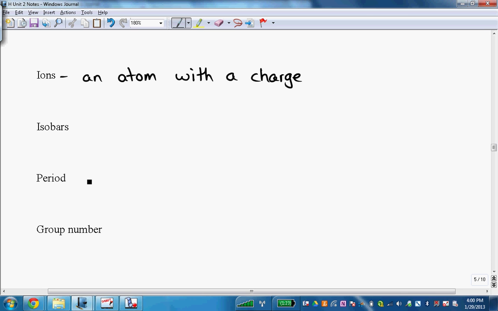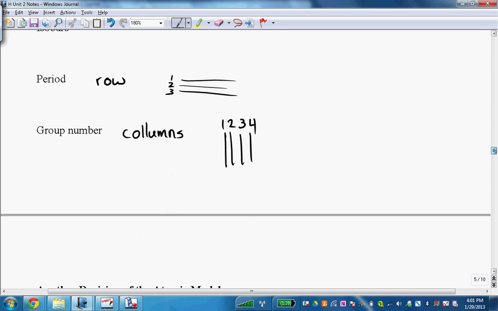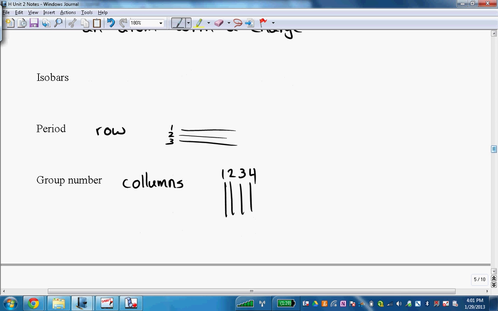I'm going to skip isobars and go to period. Period refers to what row you're on the periodic table. So if you're looking at your periodic table like this, 1, 2, 3, those are periods, whereas group numbers are the columns, counting this way across the periodic table. So you can also identify any atom on the periodic table by giving its period and group number. Okay.